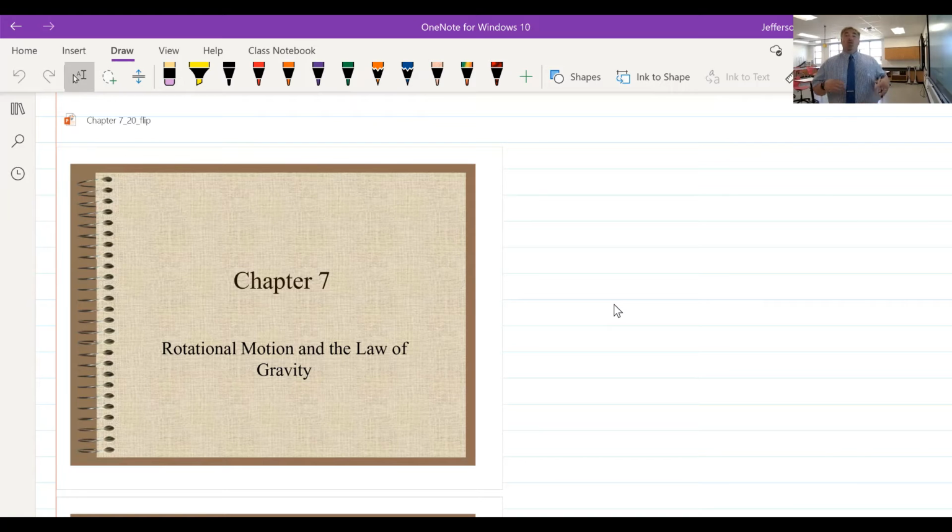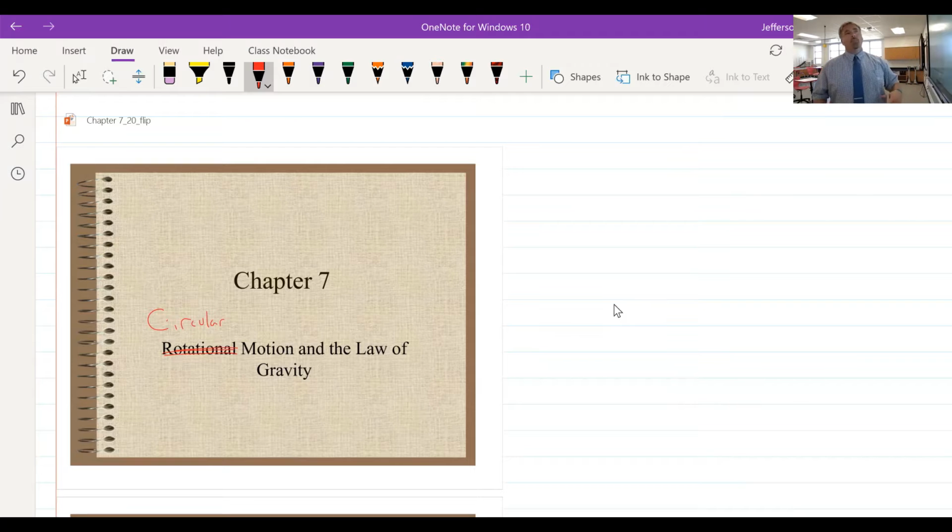Welcome back. We're now going to look at our last chapter in mechanics, in which we'll look at circular motion and then gravitation and how they combine together. The title of this chapter is actually rotational motion, the law of gravity. We're actually going to change that. Instead of rotational, we're going to look at it more as circular.